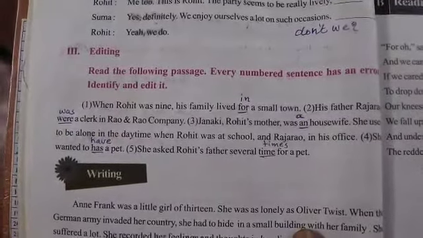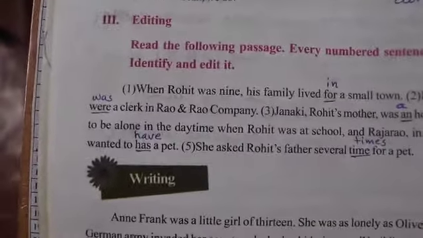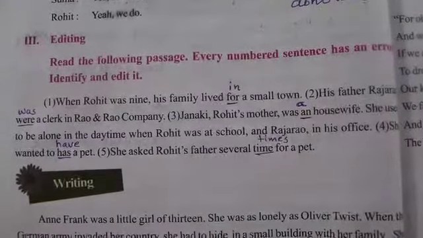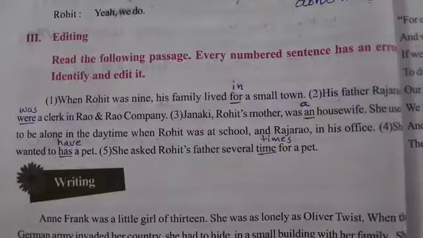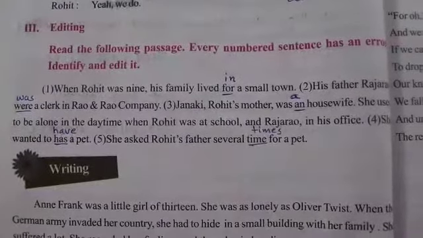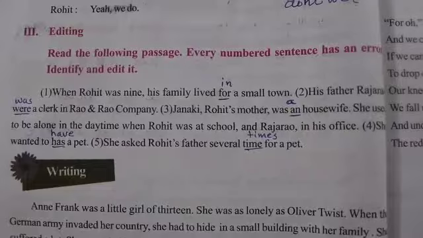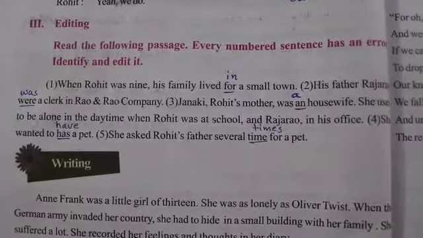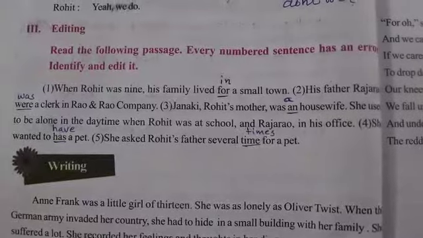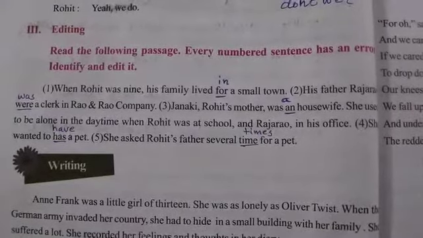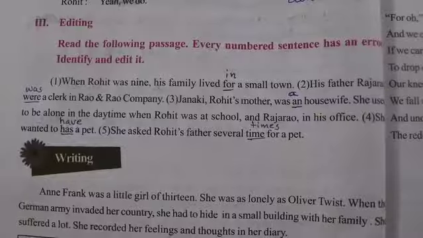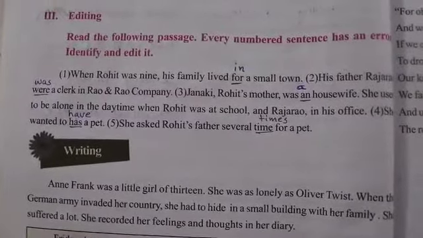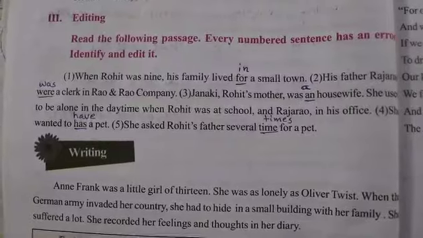So instead of where, you have to add was. Janki, Rohit's mother, was a housewife, not an housewife. An is used where? Before vowels, no? If the noun word is a vowel, we usually use an, but here it is not a vowel, it's a consonant sound. A housewife.